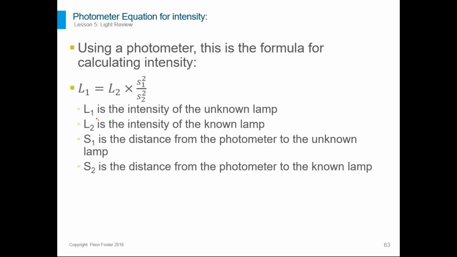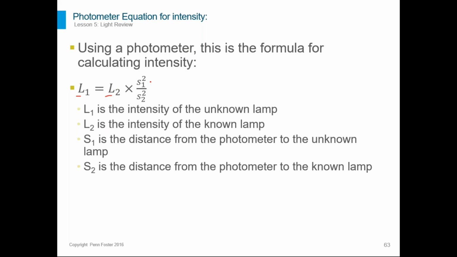So this is the formula that we end up getting for it. It looks a little different than our last one. I know it looks terrifying, but it's not as scary as it looks. L1 is the intensity of the unknown lamp, and L2 is the one that we know. Those are L1 and L2. That's all we have, the 2 intensities.